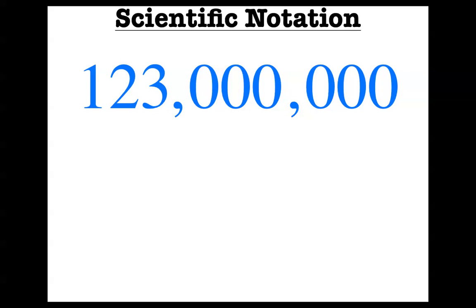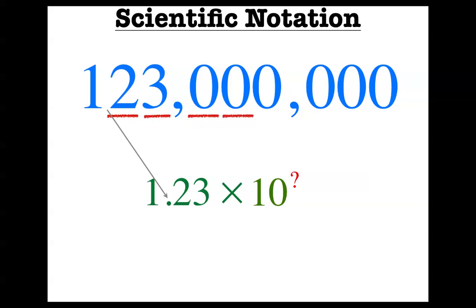Okay, 123 million. Where do we want the decimal? We want the decimal to be between the 1 and the 2, so it's 1.23. But it's going to be 1.23 times 10 to the what? 10 to the 1, 2, 3, 4, 5, 6, 7, 8. 1.23 times 10 to the 8th power is how you would write this number in scientific notation. And that was really easy, wasn't it?